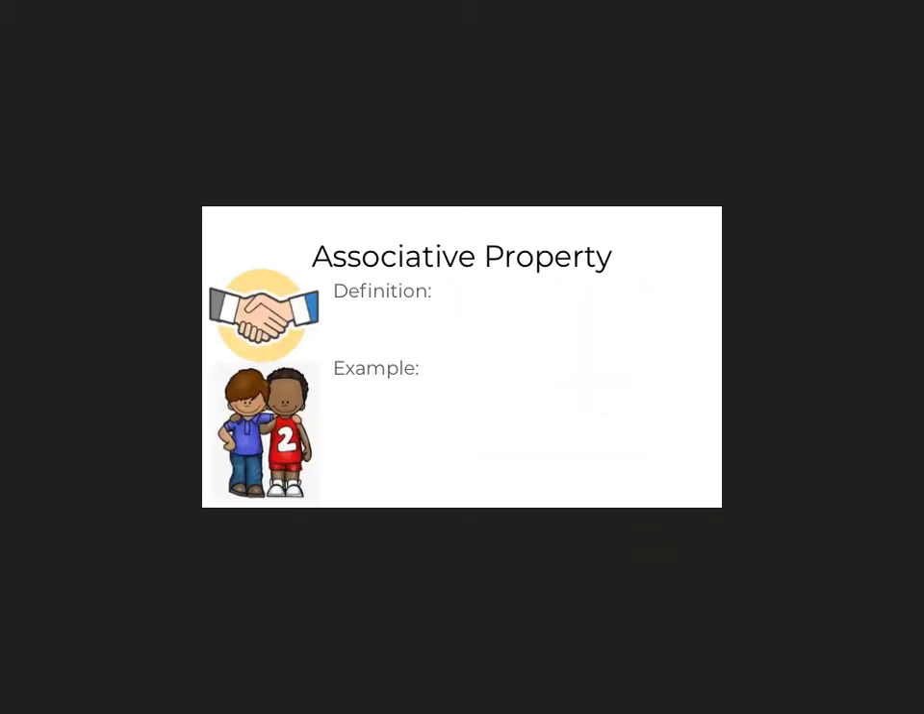Next, we have the associative property, and I like to call this the my buddy rule. There your buddy is. And an associate is someone that you work with or that you know, that you associate with. So it's the associative property. And this property says that grouping does not matter. So grouping or associating, grouping does not matter.